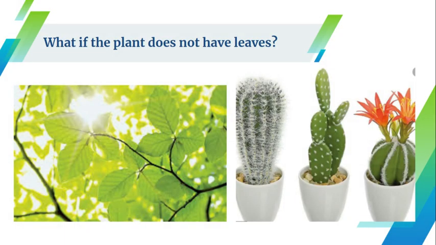What if plants don't have leaves? Well, we see this tree on the left has leaves, but the cactus on the right hand side does not have leaves, but it's got a green skin that tells you that there is chlorophyll present. Where there is sunlight and chlorophyll, that can enable this photosynthesis process to take place, thereby creating the food or glucose needed for the plant to survive.